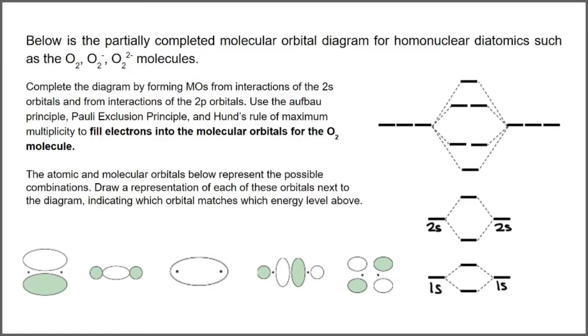This top part here is showing the higher energy p orbitals. So these are the 2p orbitals from one oxygen atom and the 2p orbitals from another. And we see that the 2p orbitals can make two different kinds of combinations that we're going to call sigma and pi.